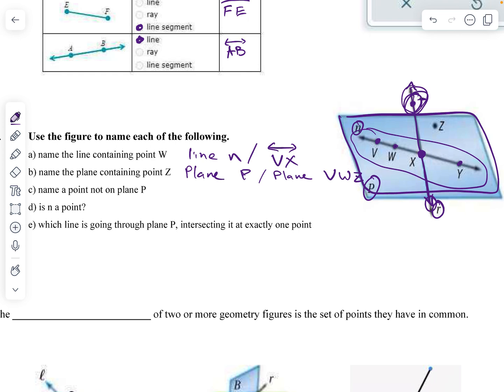Letter C, name a point not on plane P. Well, I can tell that T is not on there. Is N a point? I'm going to say no. My reasoning behind that would be it's lowercase and it doesn't have a point next to it.